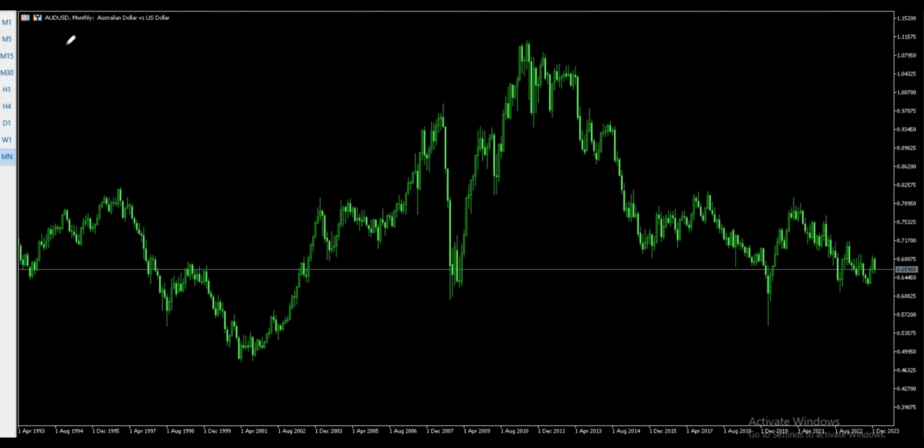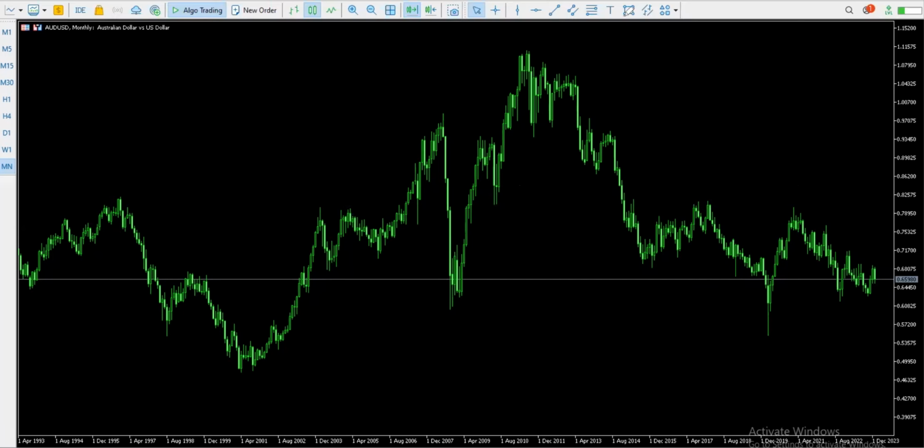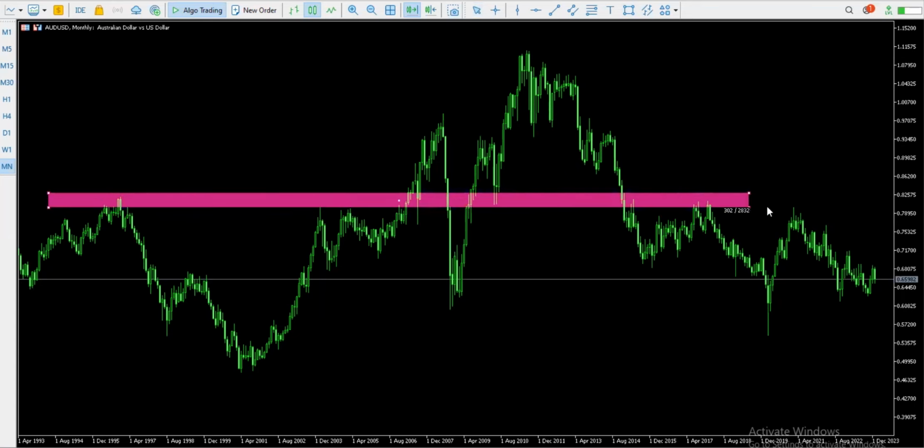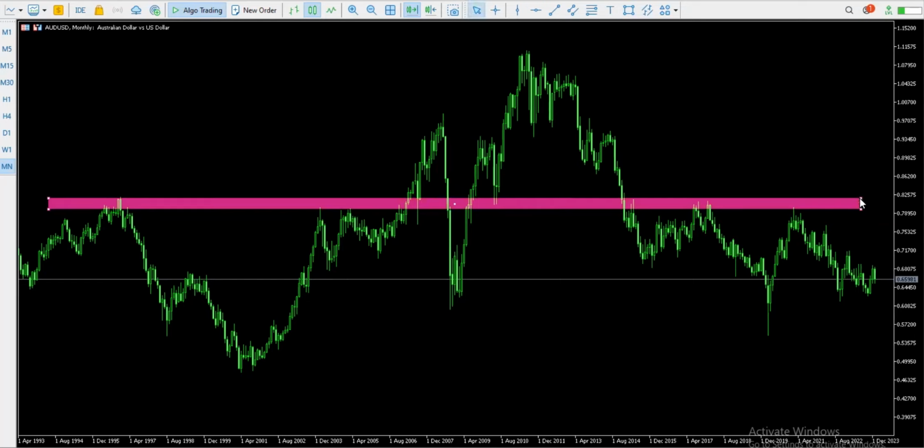Let us now draw the major key levels in this chart. So as you can see, this is the first point I'm seeing. Make it as slim as possible. And for it to be a key zone or key level, it must run through the chart. It must be respected throughout the chart.